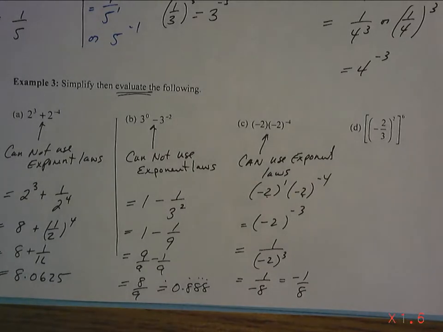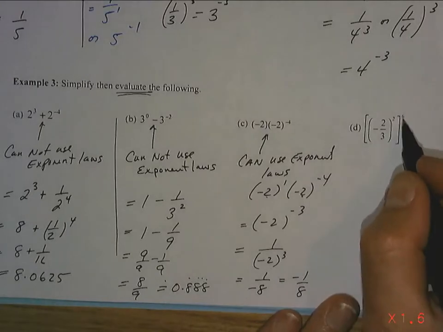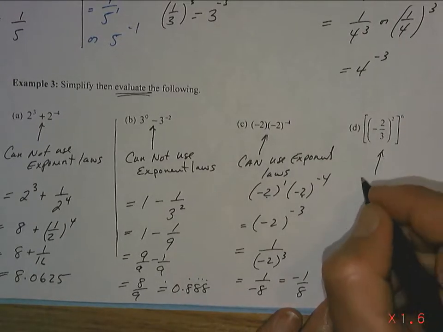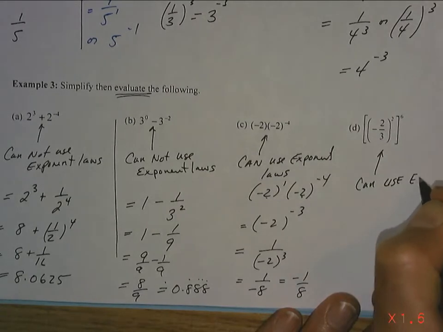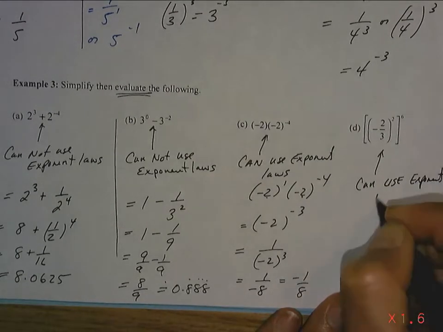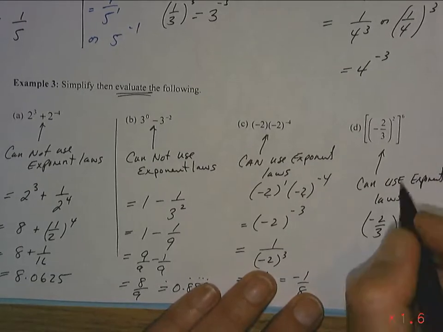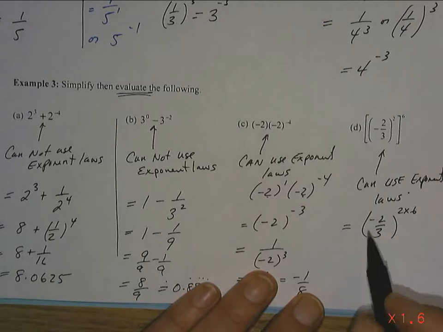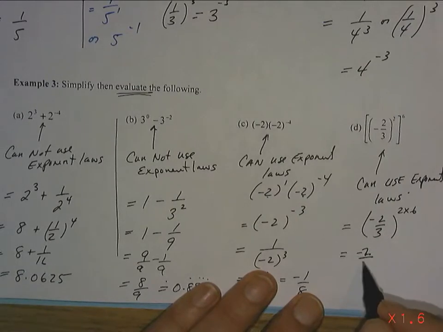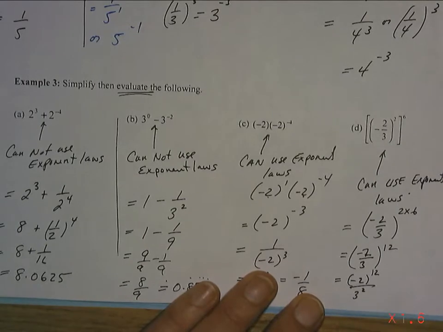I like the fraction. And the last one, this is a power to an exponent, so we can use exponent laws. So it's going to be negative 2 over 3 to the 2 times 6. That's the law that we came up with for a power of a power. So it's going to be negative 2 over 3 to the 12. So it's going to be negative 2 to the 12 over 3 to the 12.